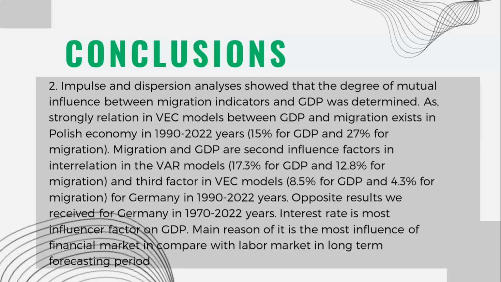Opposite results were received for Germany in the 1970 period. Interest rate is the most influential factor on GDP. The main reason for this is the greater influence of the financial market compared with the labor market in the long-term forecast period. This is more important for Germany because the German economy is stronger than the Polish economy, and in that case the long-term period is more influential than the short-term period.